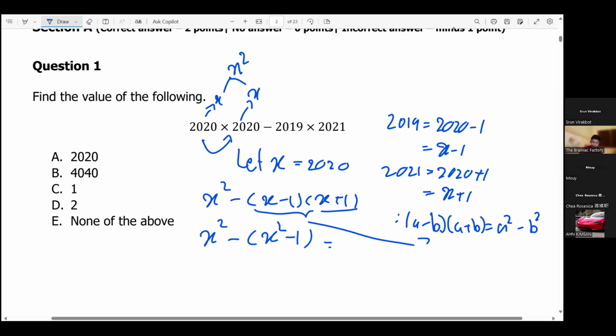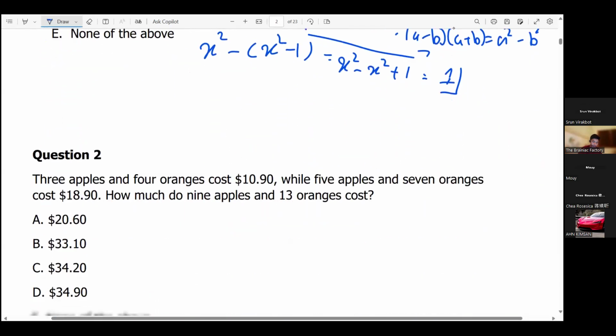You multiply the negative signs in, you'll get x squared minus x squared plus 1. And x squared minus x squared is 0. So you'll get the answer 1, which is C. Okay, so any questions? If no, we'll move to the next question. Okay, I assume everyone has understood that.